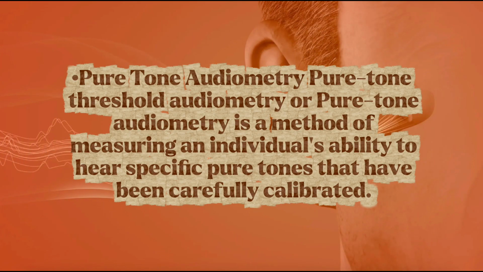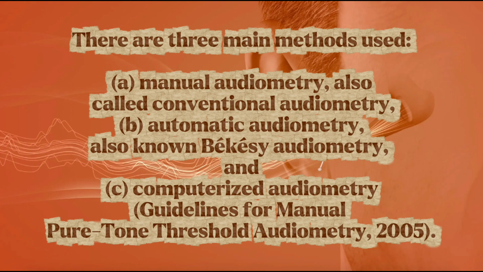Pure tone audiometry, pure tone threshold audiometry, is a method of measuring an individual's ability to hear specific pure tones that have been carefully calibrated or carefully adjusted to ensure best possible performance. In other words, it determines the type and severity of hearing loss by identifying which frequencies an individual has difficulty in hearing. There are three main methods used.